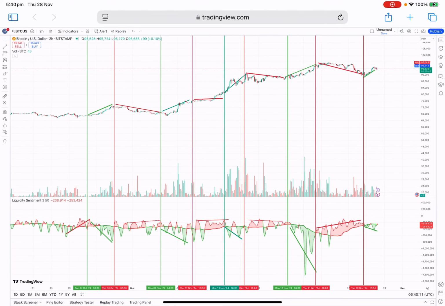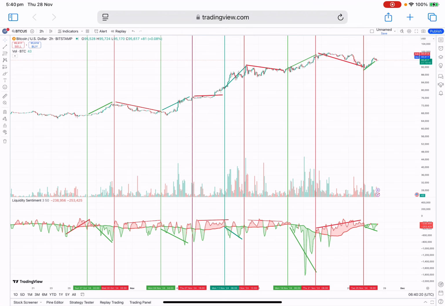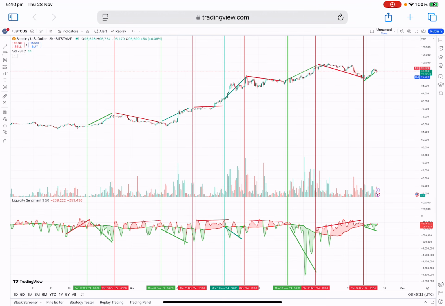Hi, just a very short video here to help you get the alpha that this liquidity sentiment indicator offers. Just so you know where to look on the charts, here I'm using a 2-hour time period. I'm using Bitstamp CFD, probably a European product, contract for difference, because it's well traded. It's traded throughout the day and the night.